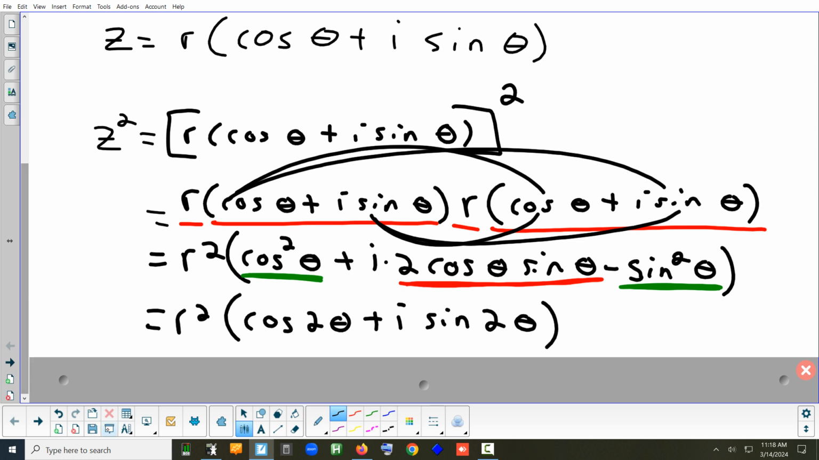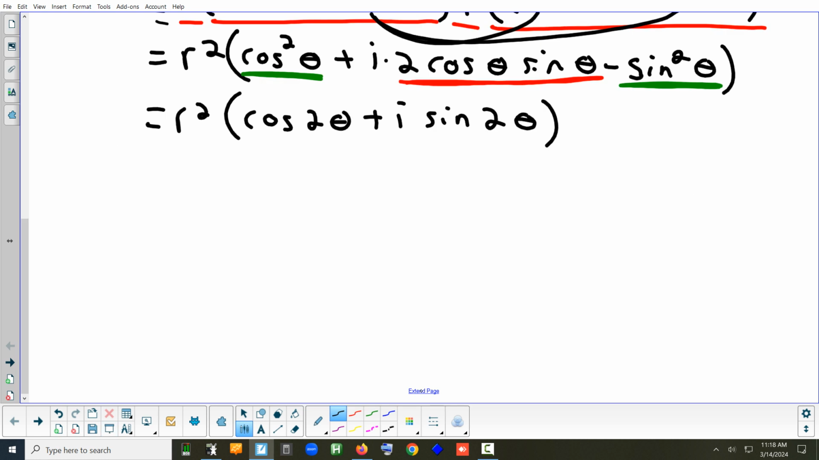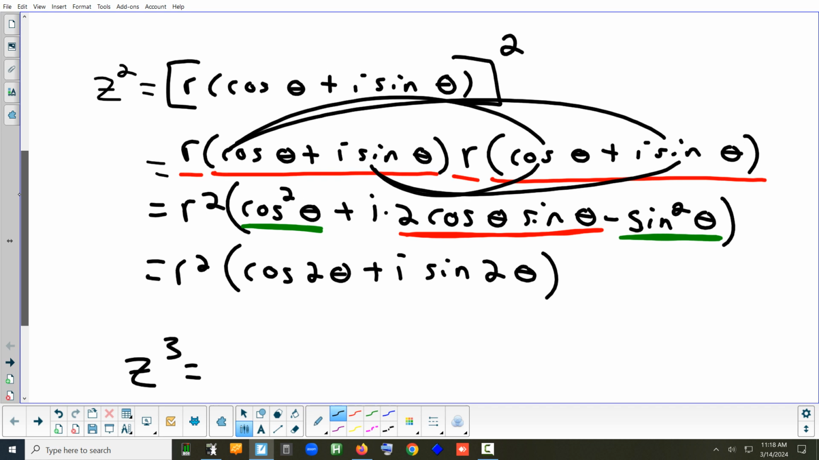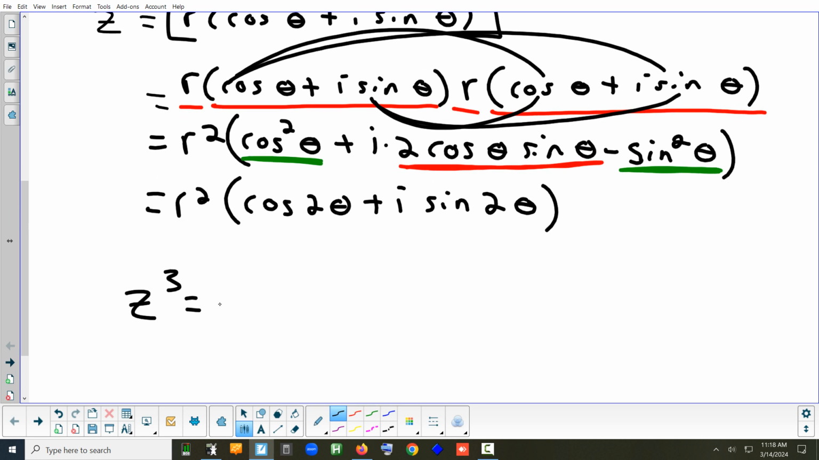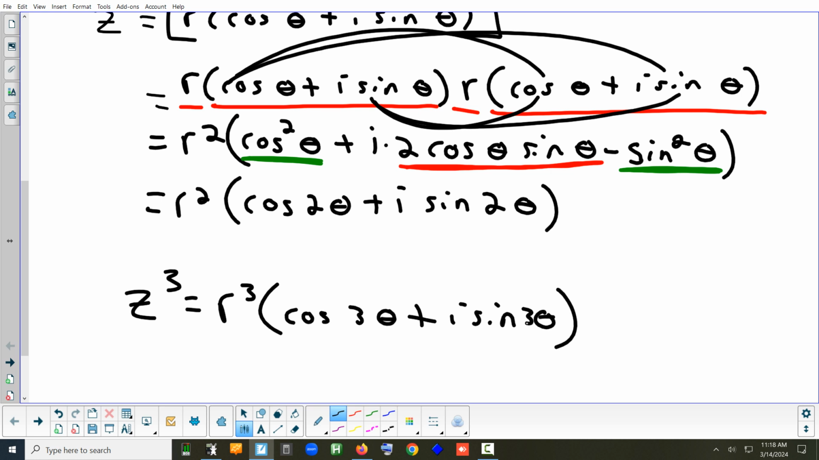Now, based on that pattern, what do you think z cubed would be? Yeah? r cubed cosine of 3 theta plus i sine 3 theta. Right. Gives us a very quick way of raising a complex number in trig form to a power. Basically boils it down to doing 2 things: raising the radius to the power and multiplying the angle by the power.